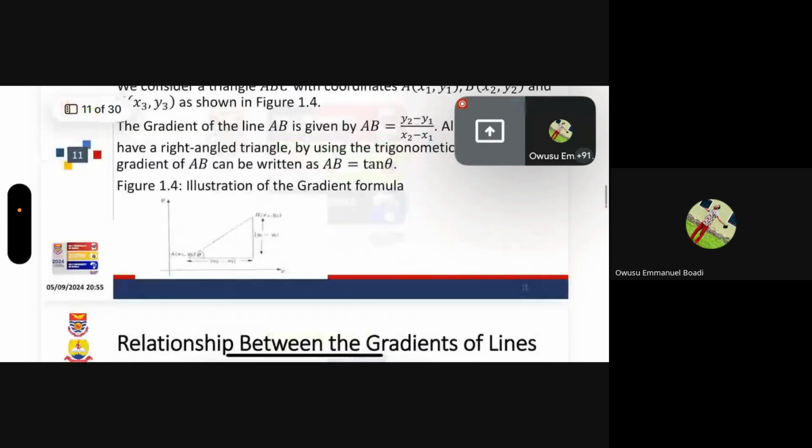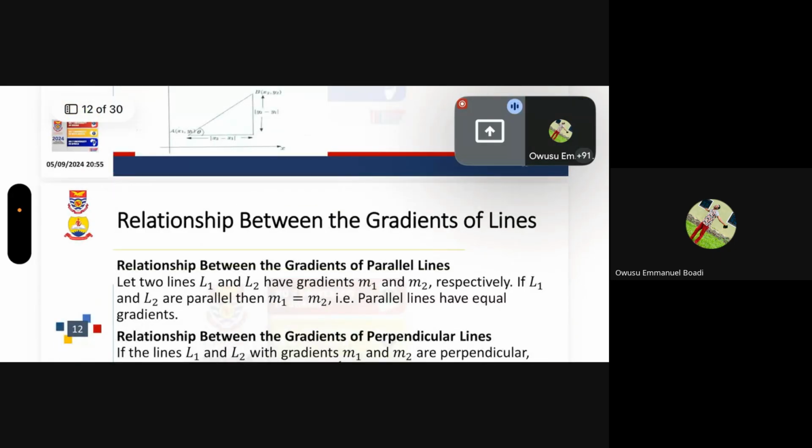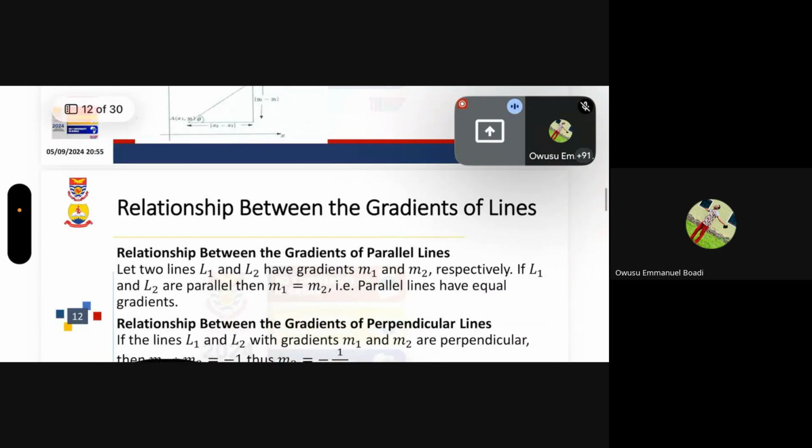Now the next thing is the relationship between the gradients of lines. First I want to find the relationship between the gradients of parallel lines.